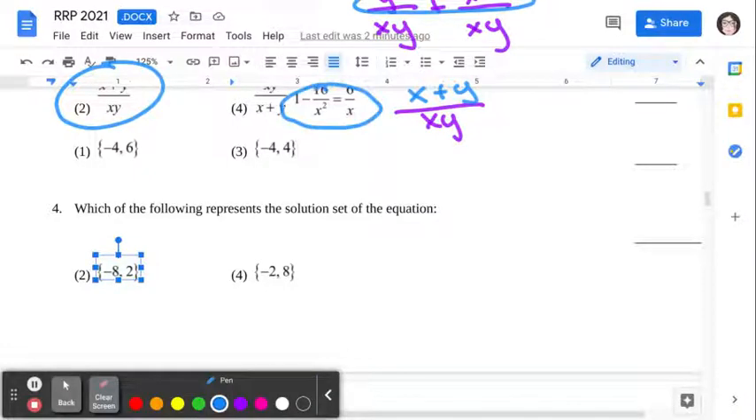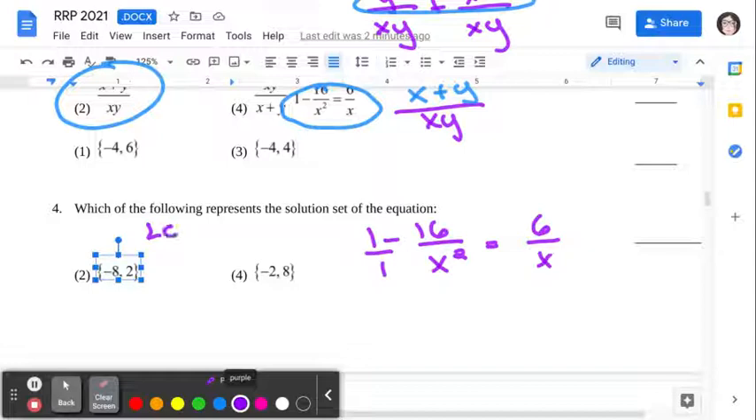Fantastic. So it says, which of the following represents the solution set of the equation 1 minus 16 over x squared equals 6 over x? So I am just going to rewrite my equation here. 1 minus 16 over x squared equals 6 over x. I'm going to start by making that a fraction. A couple different ways you could do this. I like to get rid of my fractions. So what I'm going to do is make a least common denominator, LCD equals x squared.